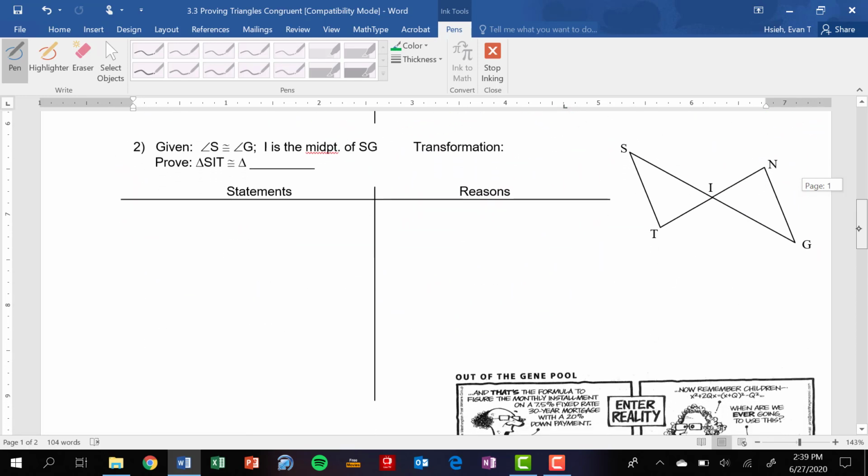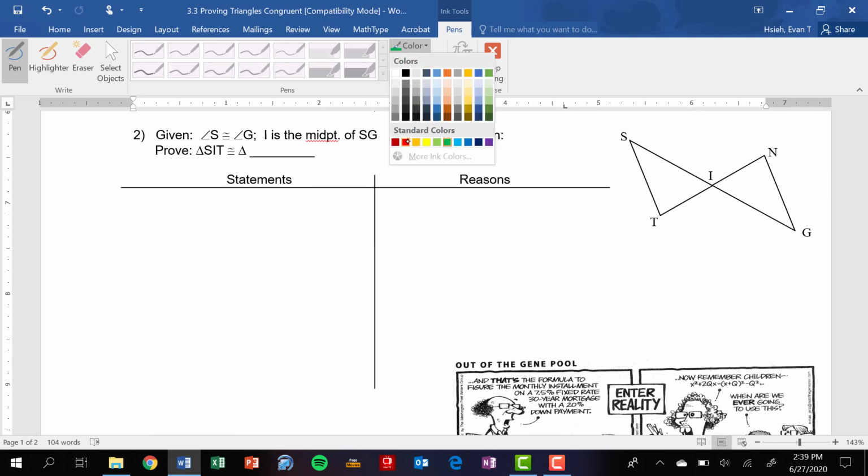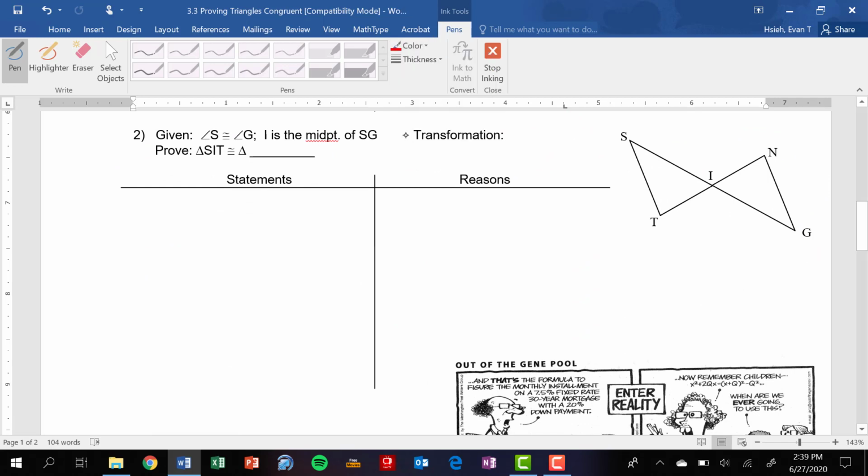Okay, let's try the next proof. So proof number 2 here. Given that angle S is congruent to angle G, I'm just going to mark the diagram here, like I mentioned, and I is the midpoint of SG, so that means that this is congruent to this. And let's see. One thing that I know I'm supposed to introduce here is that this is congruent to this.